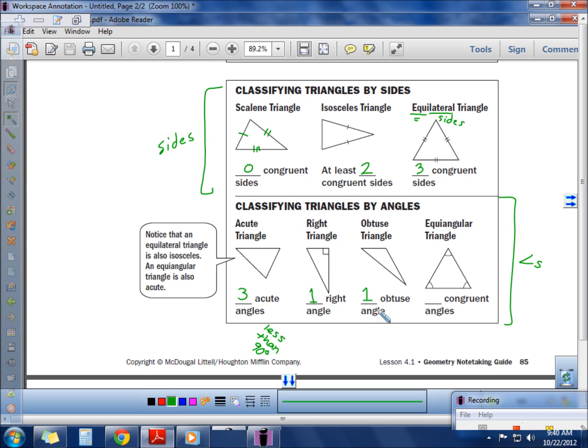Equiangular, hey, it's very similar to that equilateral one. Equal angles. You can break down the word and figure out what it means. So it has three congruent angles. What I want you to pay attention to is this, and you might want to circle these. If it's equilateral, it's also equiangular. These words always go together. If you say one, you have to say the other. If it has equal sides, then it must have equal angles.